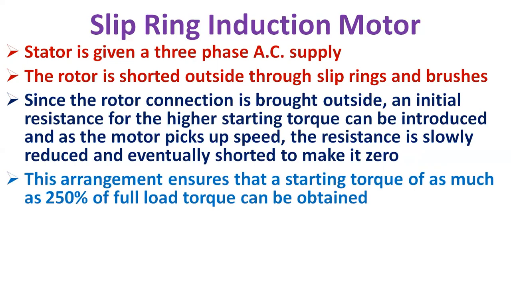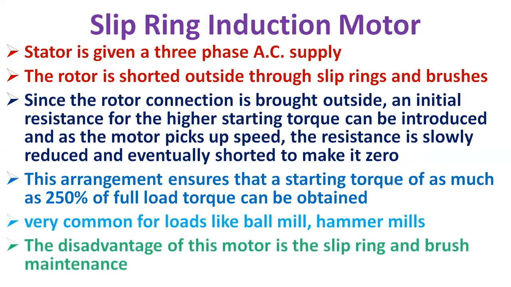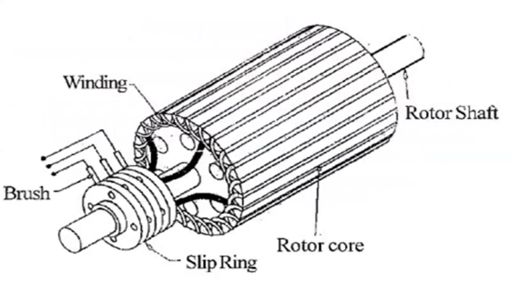With this arrangement, a starting torque of as much as 250% of full load torque can be obtained, an arrangement very common for loads like ball mills, hammer mills, etc. The disadvantage of this motor is slip ring and brush maintenance as usual. Then we have the squirrel cage induction motor, as we are seeing here.